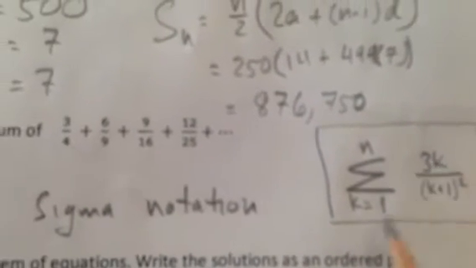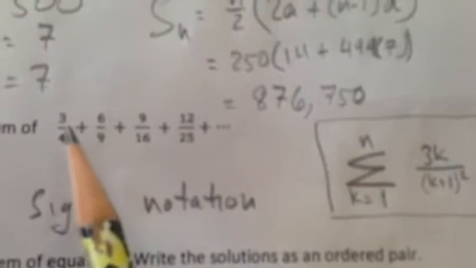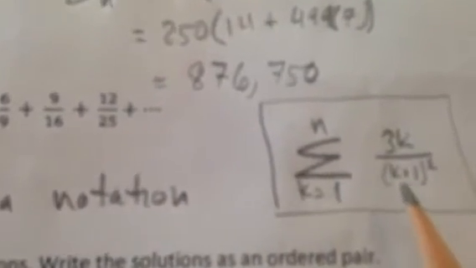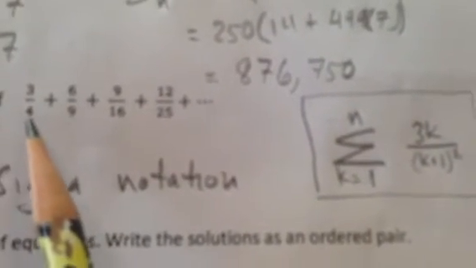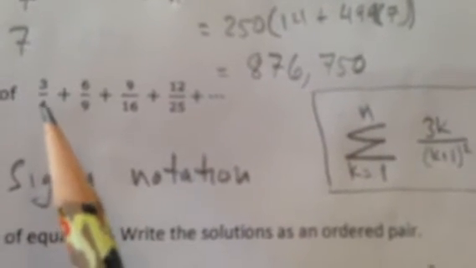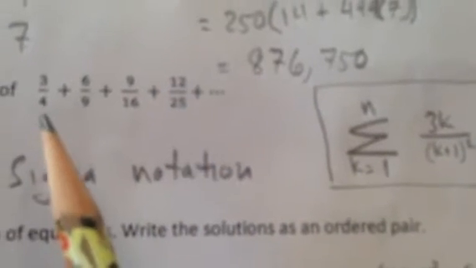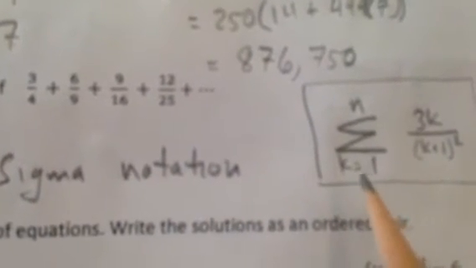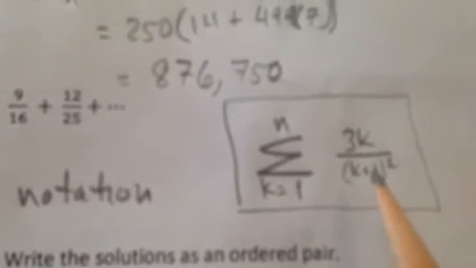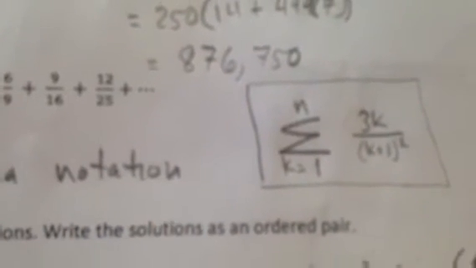3 times my index number k, 3 times k, because that will give me multiples of 3. 3 times 1, 3 times 2, 3 times 3, 3 times 4, etc. And then the denominator of that fraction, these are perfect squares, so I know it's going to be something squared. And if I think about that, that's 2 squared, that's 3 squared, 4 squared, 5 squared, and that's all 1 more than k. So I'm going to say that's k plus 1 squared on the bottom. And this expression right here represents that infinite long sum.